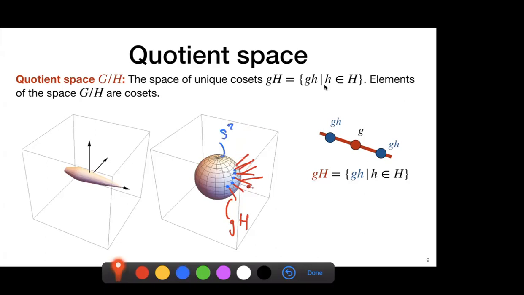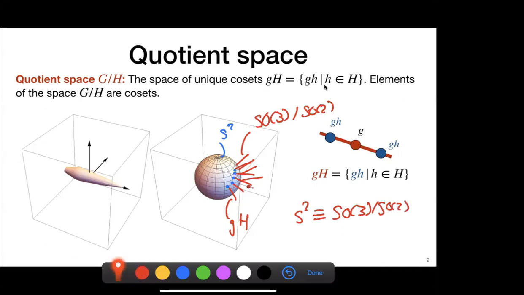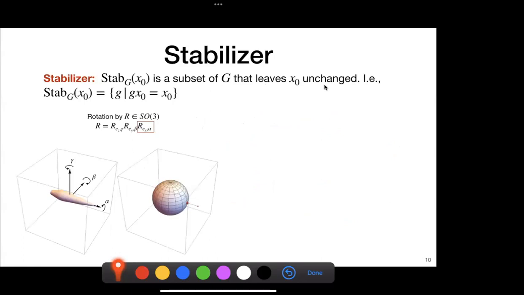Now we have a space of cosets, SO3 over SO2. So those are really sets, but they're equivalent in some sense, right? And that's why we often say S2 is equivalent to SO3 over SO2. This is something which shows up in bundle theory and fiber bundles. So we have a bundle of fibers where we have a notion of 2D rotations, but when we associate it to the base space, we think of all these points as the same.